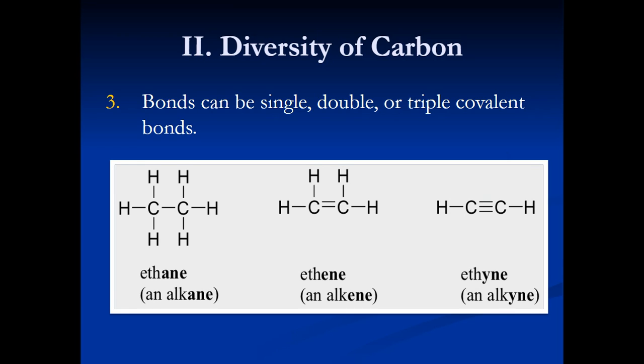Then when we change to triple bonds, we use ine, not wine, or however else you want to try and pronounce it. It's pronounced ine, so ethine would be the proper way to do this. These are generally referred to as alkanes for single bonds, alkenes for double bonds, and alkynes for our triple bonds. These may or may not pop up as we go through our class.